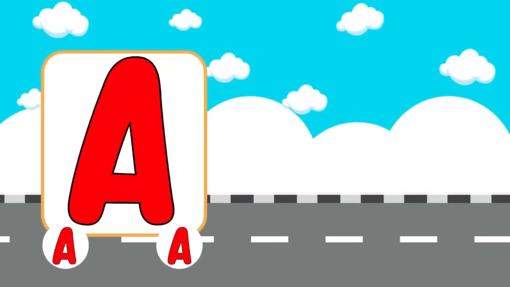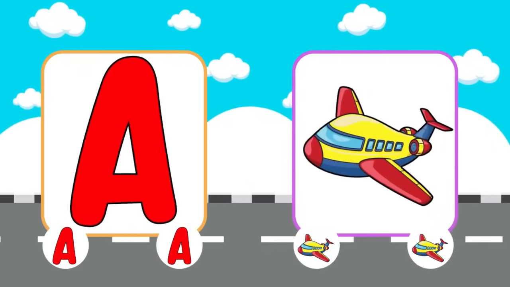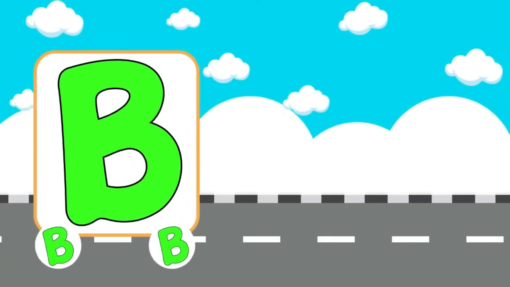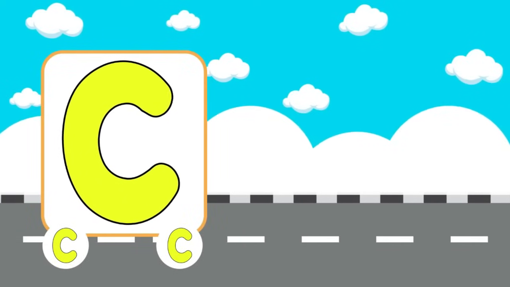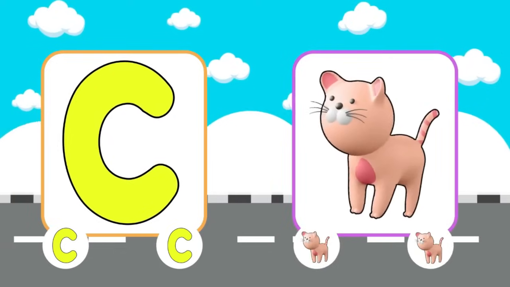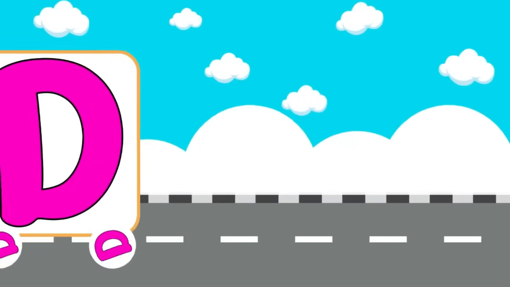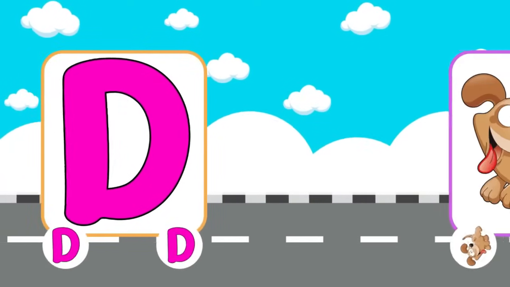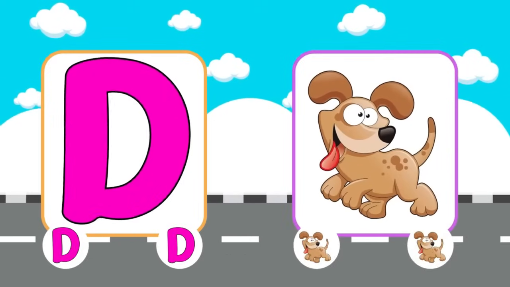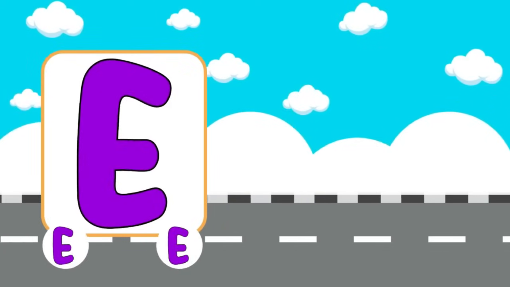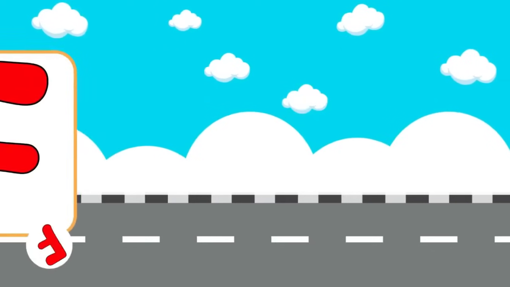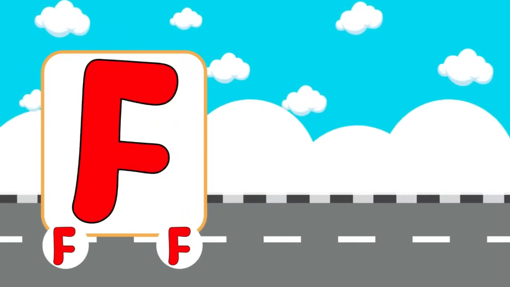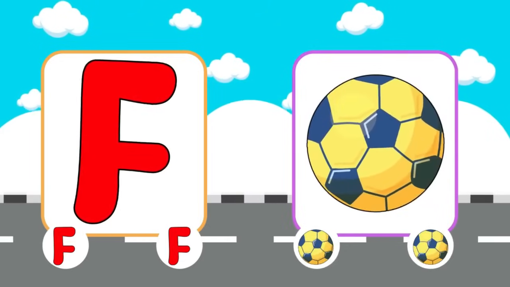A. A for airplane. B. B for badminton. C. C for cat. D. D for dog. E. E for egg. F. F for football.